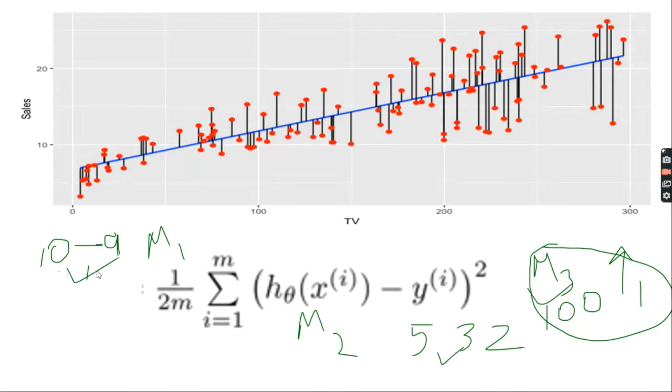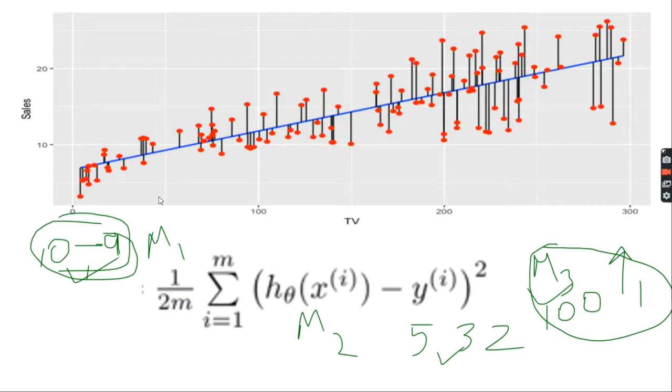So this was done for one example. To get an idea of how good or bad your model is, I can do the same process again and again for each and every sample.